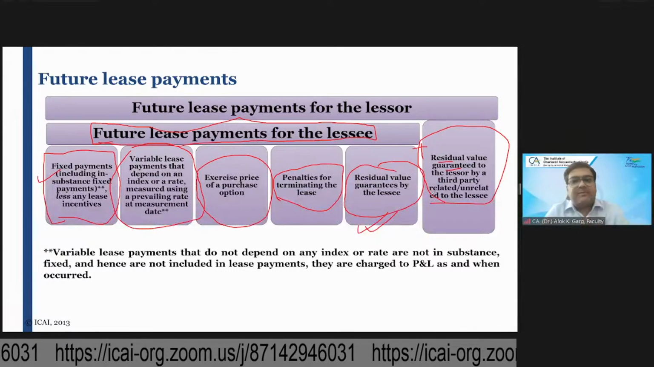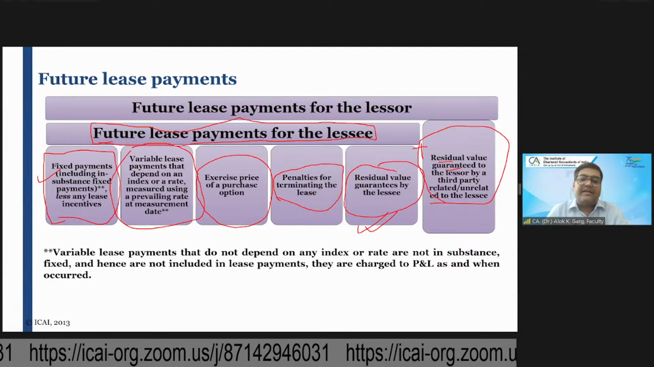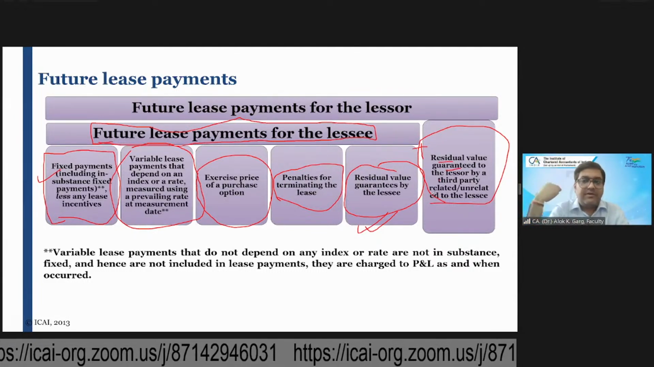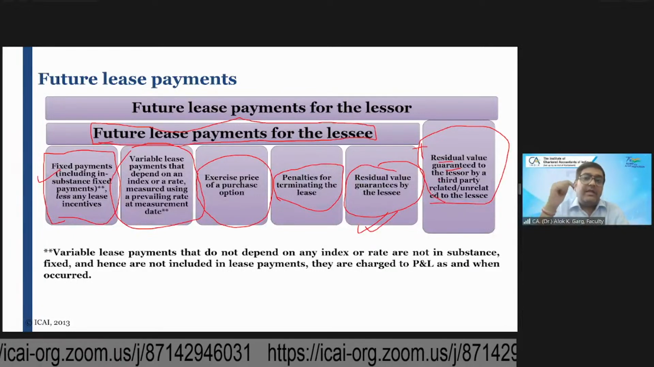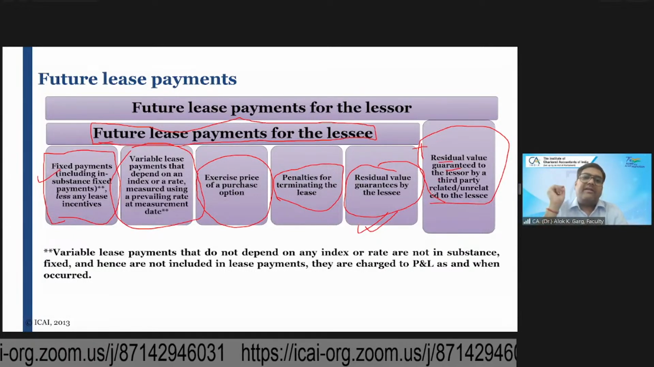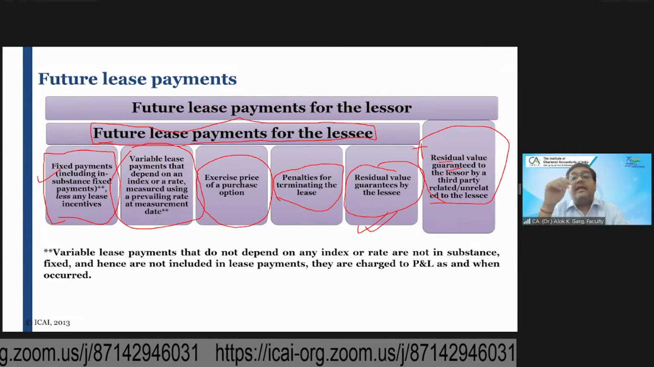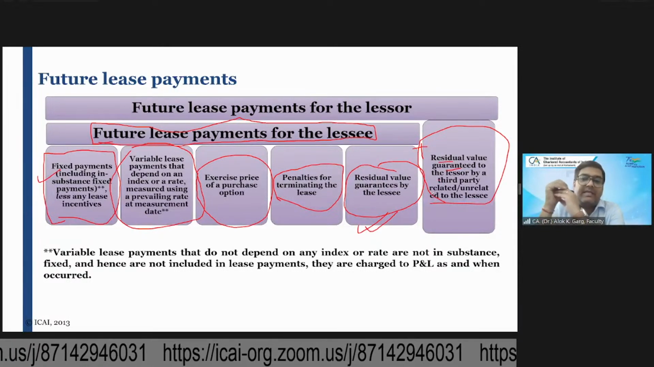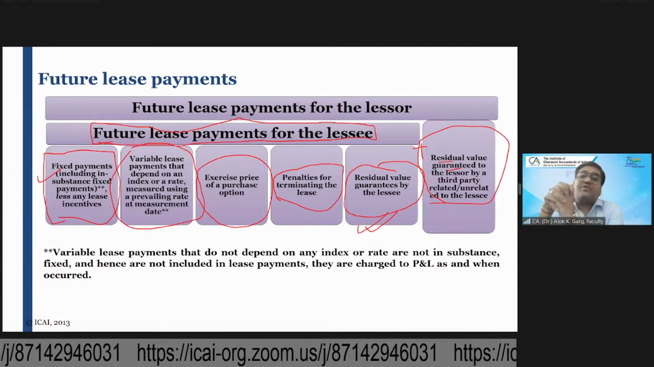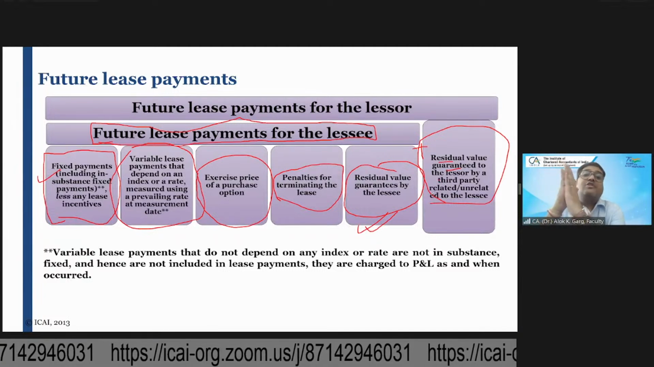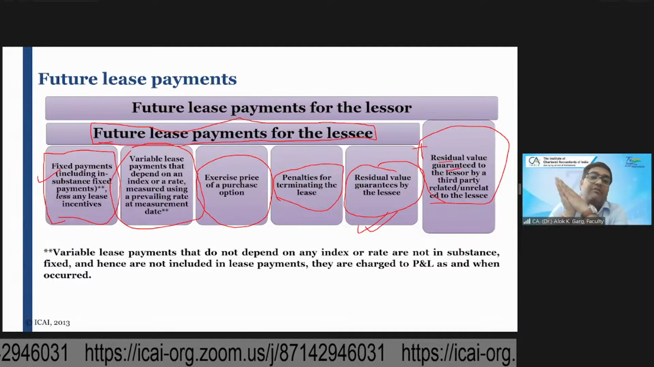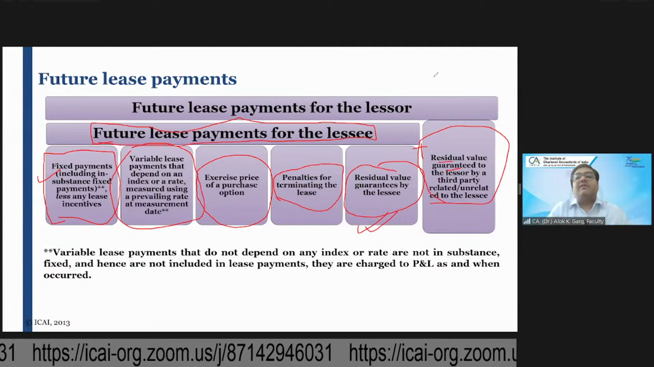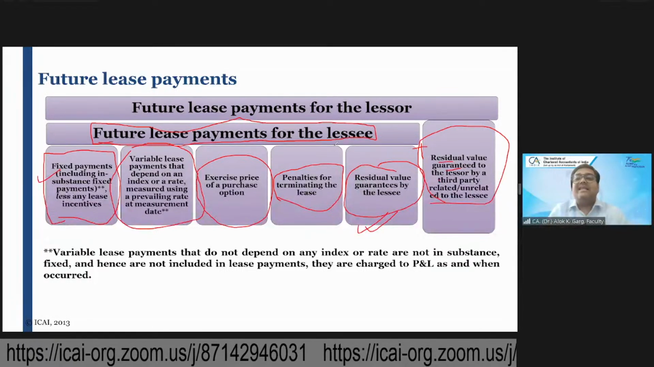Friends, from the lessee perspective, we have considered the residual value guarantee only by the lessee. But from the lessor perspective, it doesn't matter whether it is the lessee. If a third party has also guaranteed, or any related party, for example, the holding company or subsidiary company of the lessee, even if those parties have given the guarantee, from the lessor perspective, those residual value guarantees are also required to be considered.